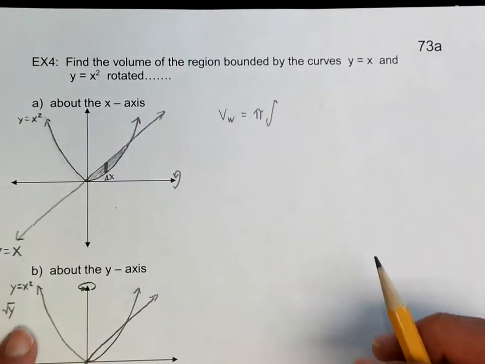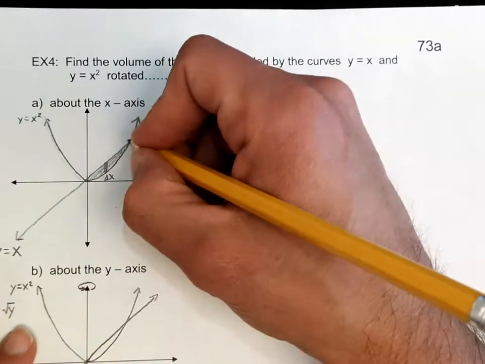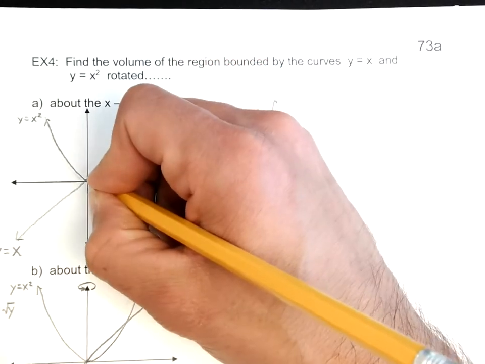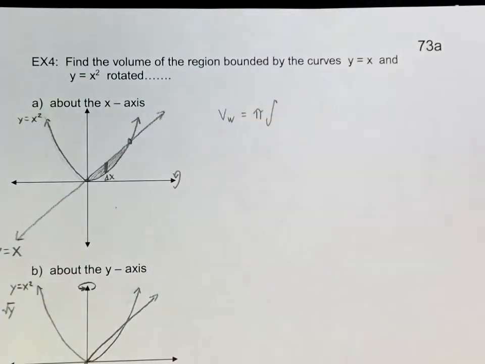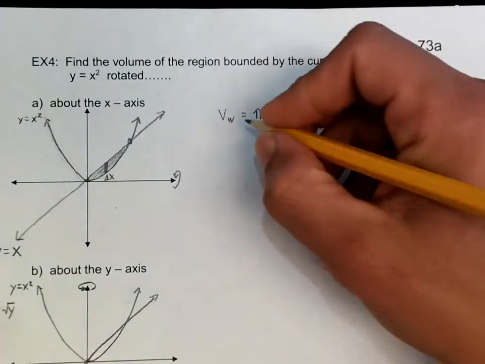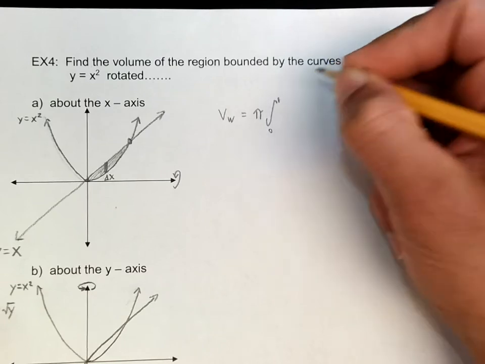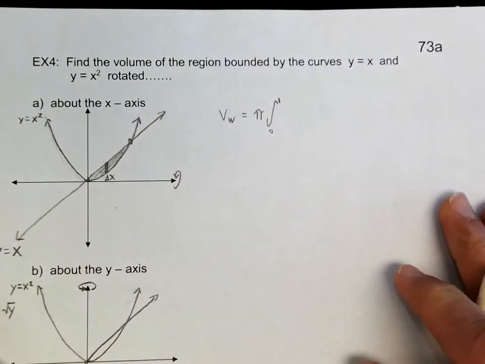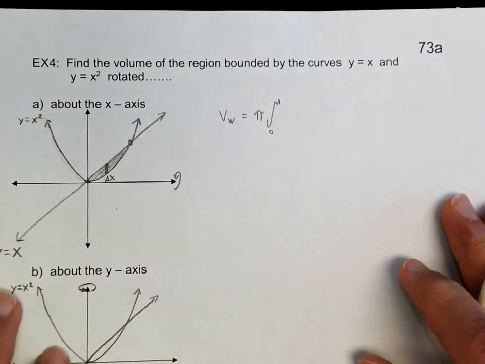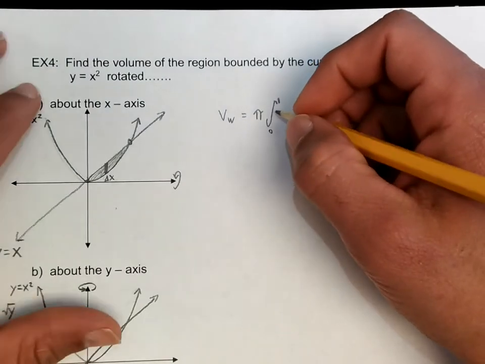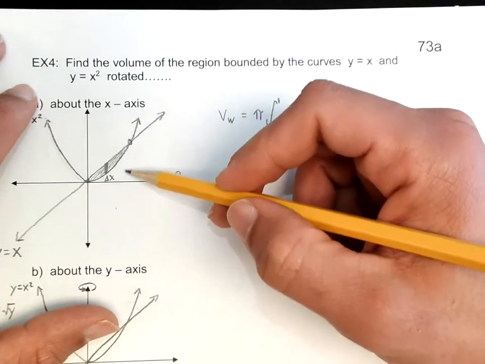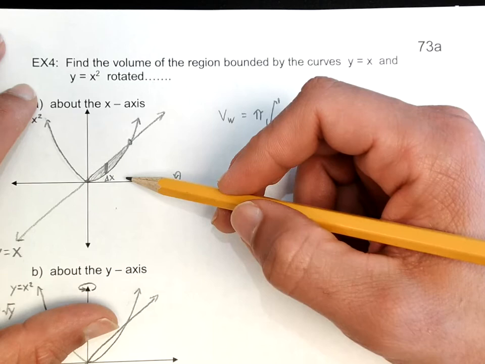Okay, so let's go back to this. I'm sorry. So on this one, we have to figure out what this point is and what this point is. And in this case, those points are going to be 0 and 1. So we have our boundaries for this integration. Now we're going to find the radius of the disk, the bigger one.